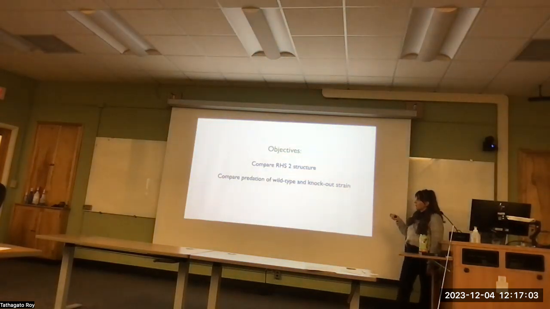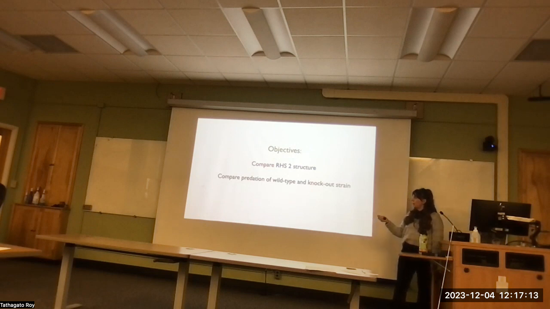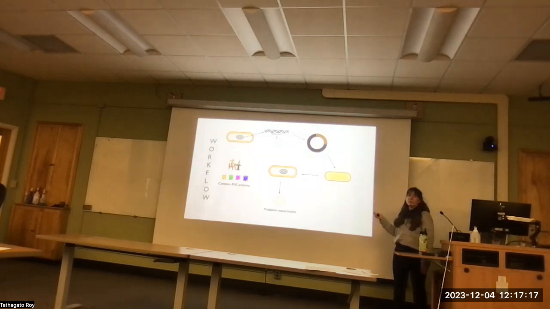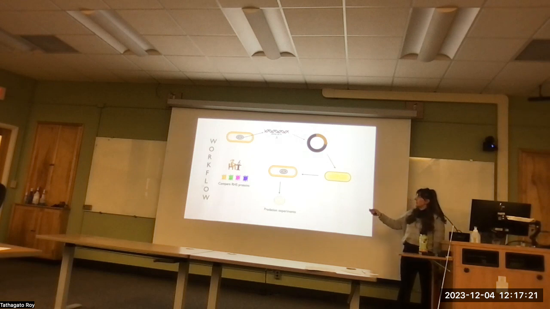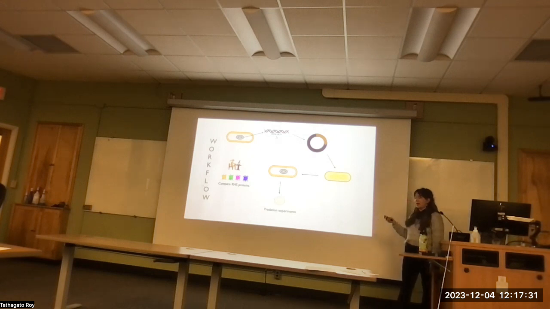So my objectives were to compare these RHS2 structures with additional RHS2 in Myxo as well as in other bacteria using bioinformatics, and compare the predation of wild type versus knockout strain. So here's a little bit about the workflow of what I've done. We created a 6679, or RHS2, knockout, and we're going to perform some experiments on plates, as well as using, again, bioinformatics to compare the RHS proteins.